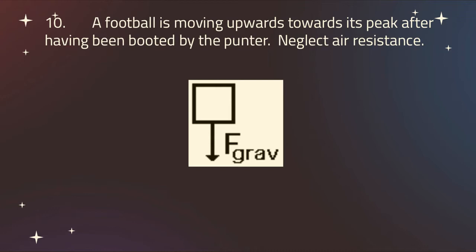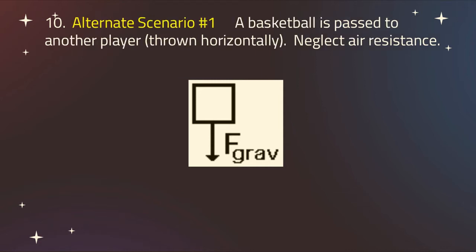Now let's compare this to an alternate scenario. This one was a football moving upwards. The alternate scenario would be if you have a basketball passed to another player and that is thrown horizontally. As you notice, there is no difference between the pictures because you don't have to indicate the movement as horizontal or vertical since the object is in the air. When an object is in the air, the only force acting on it is force gravity, and they specifically told us that we're neglecting air resistance in this problem.